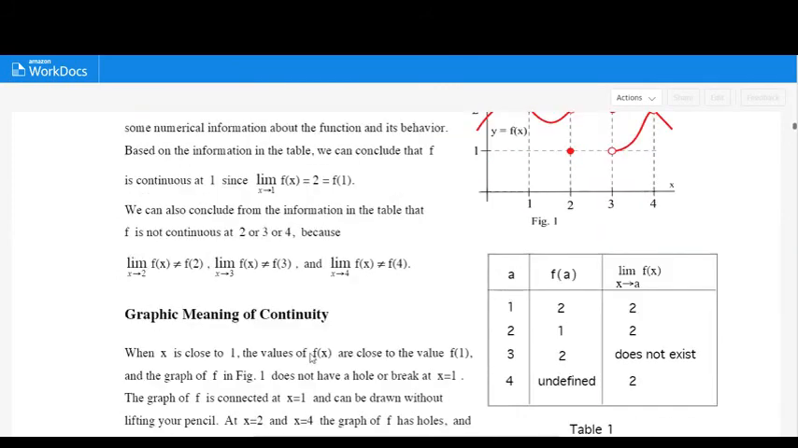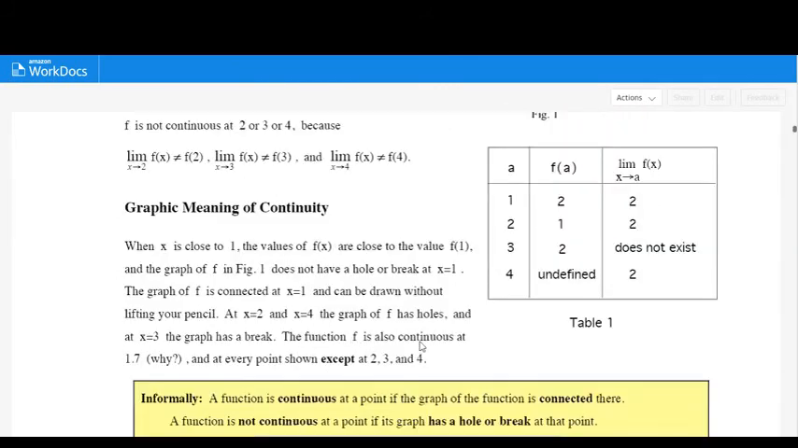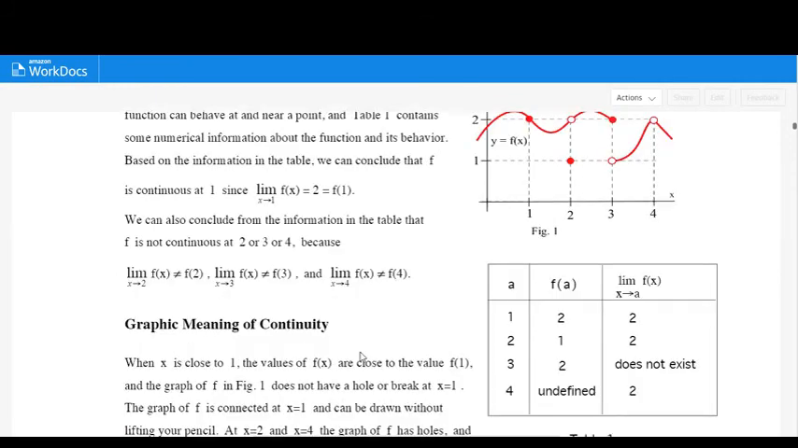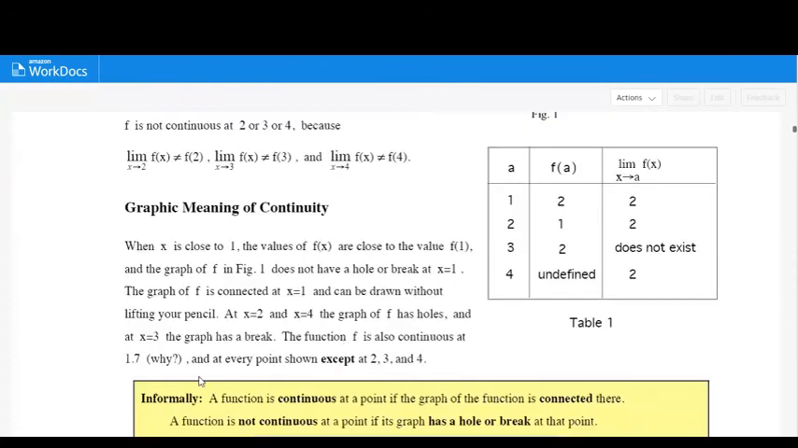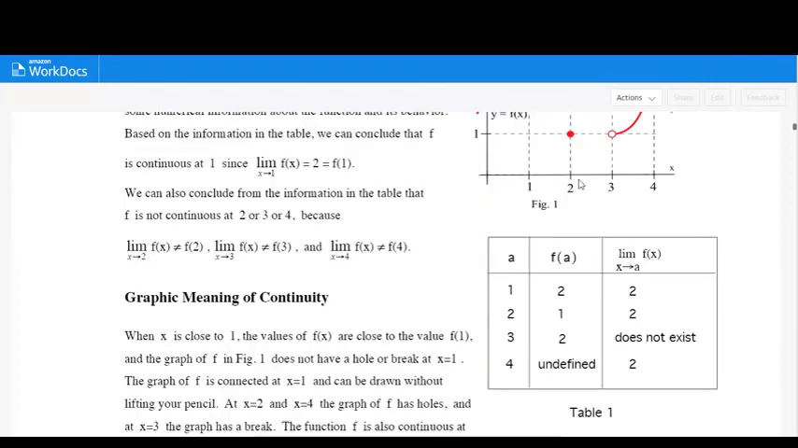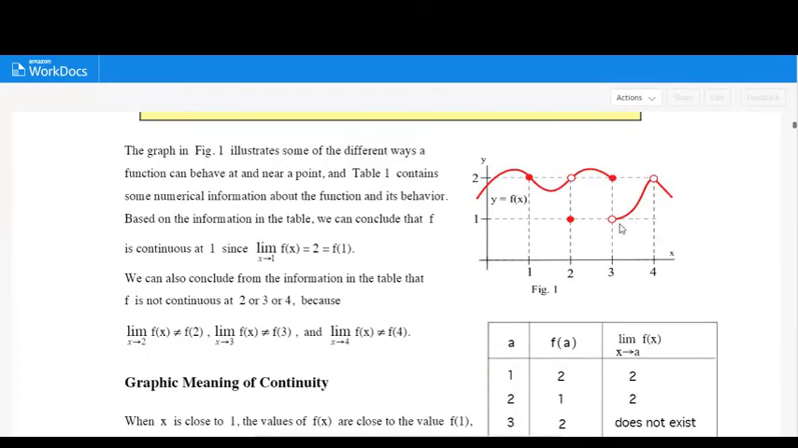So may break. So the function f is also continuous at 1.7. Bakit? So 1.7 ay nandito. Yan. Okay, assuming here. So it is still continuous since from here you can still trace the graph without lifting your pencil and then walang breaks, walang holes. And it is continuous at every point shown except at 2, 3, and 4. So dito continuous din siya. Dito continuous din siya. Yan, dyan.